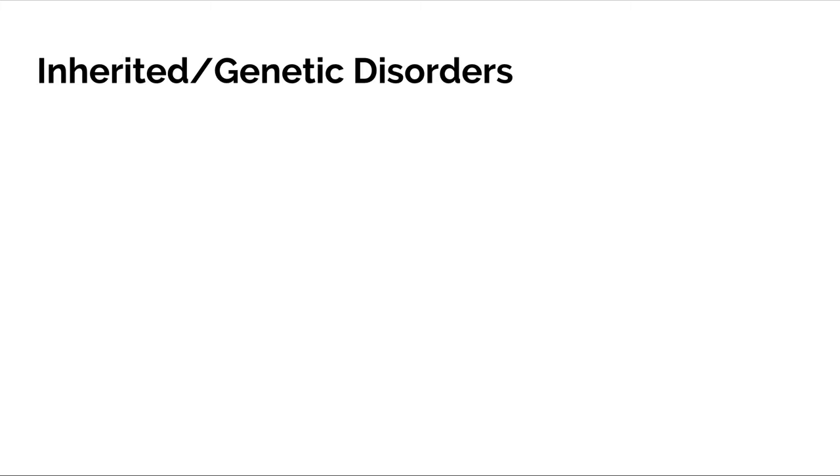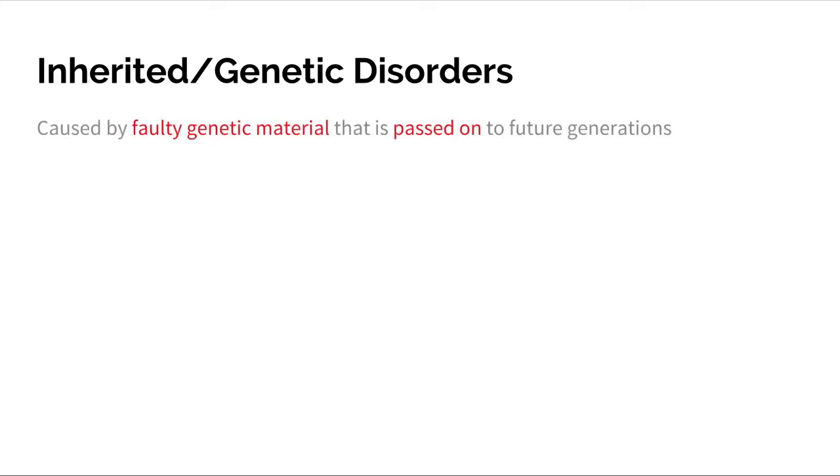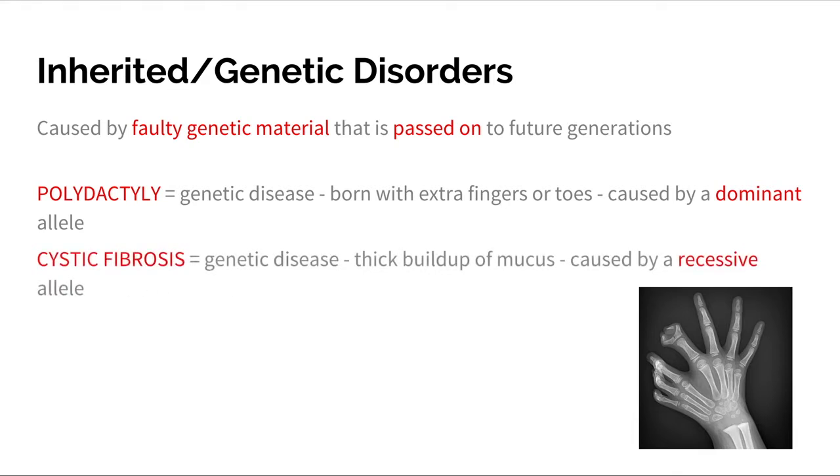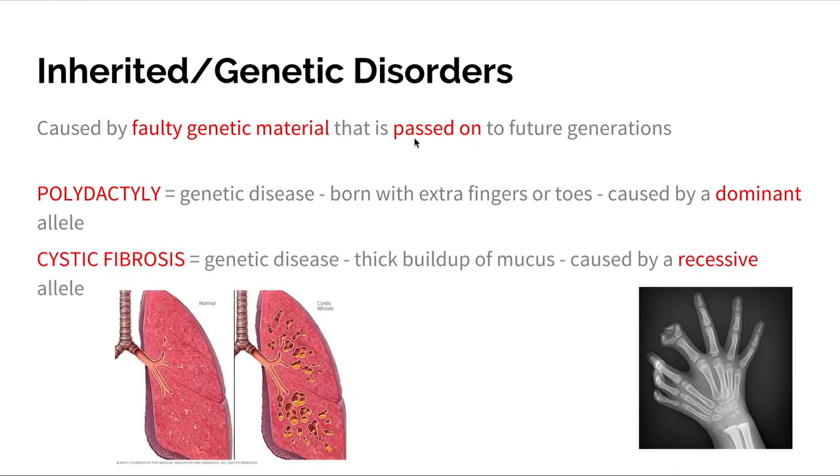Next. Inherited and genetic disorders. This is caused by a faulty genetic material that is passed on to future generations, so it's inherited. It's not infectious, it's not caught, it's inherited from your genes, from your parents. There are 2 examples which you need to know for your exam, and that's polydactyly and cystic fibrosis.